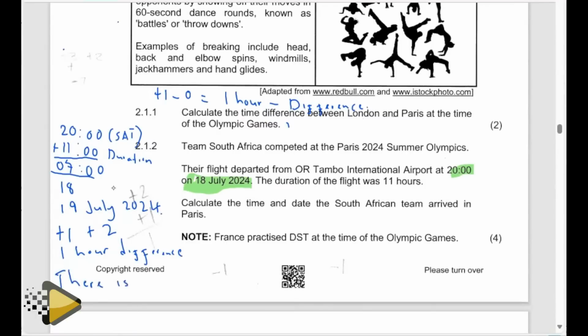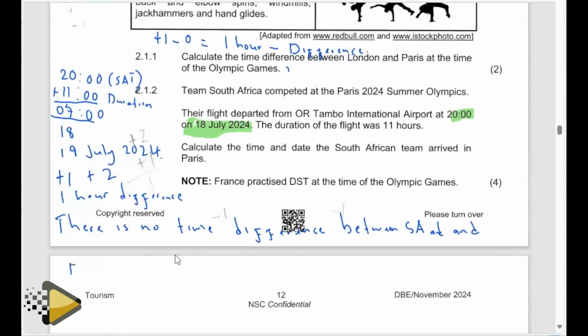There is no time difference between SA and France during DST, when France is in its summer months. So there's no time difference, and we take it as it is.